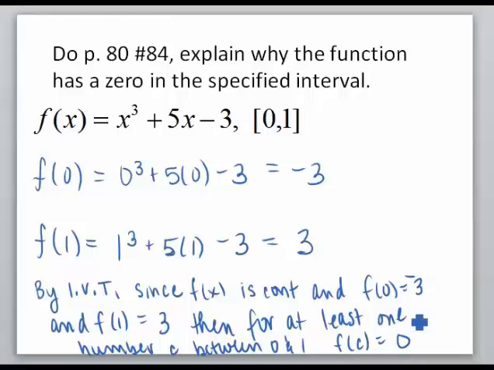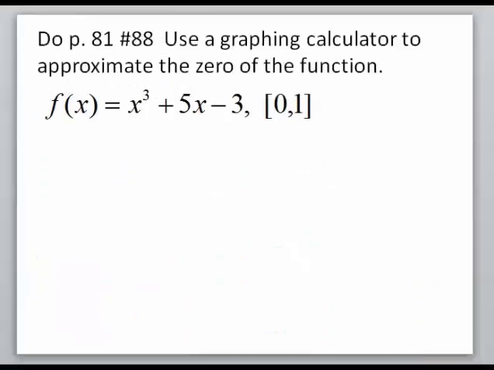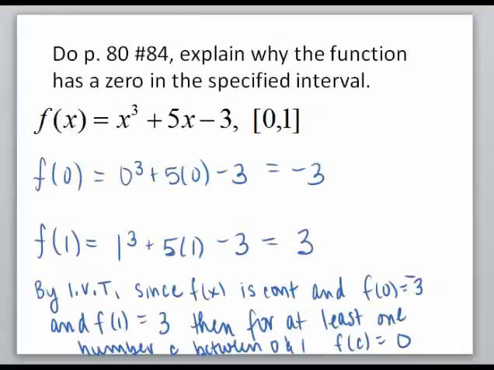So what it's saying is, since this is at a height of negative 3 and this is a height of 3, it at some point has to pass through 0 to get to that 3. On the next problem, but we're going to take a break at this point, we're going to actually find that 0 that we're talking about in this problem.